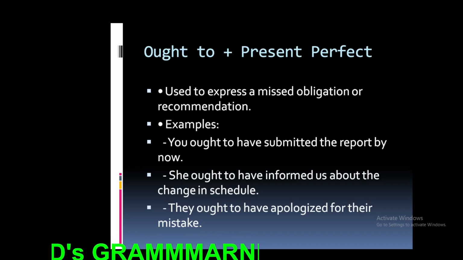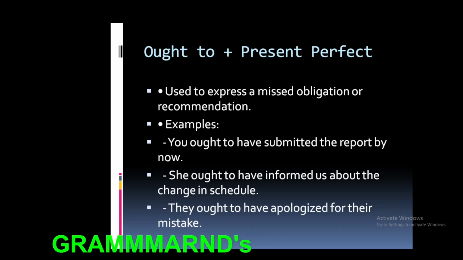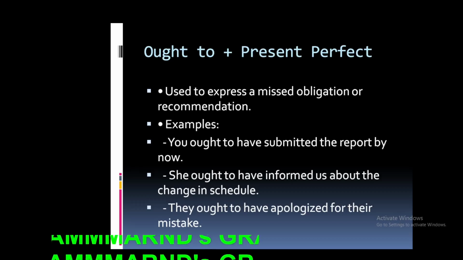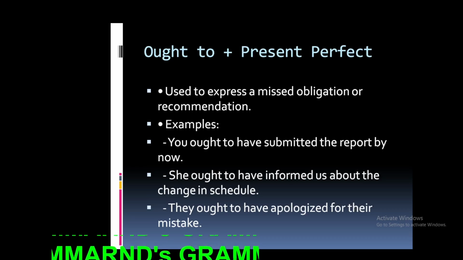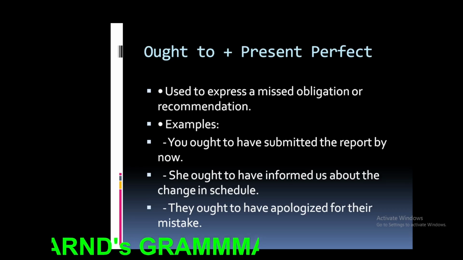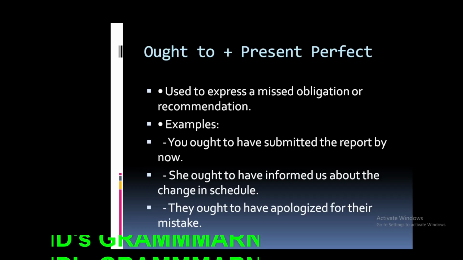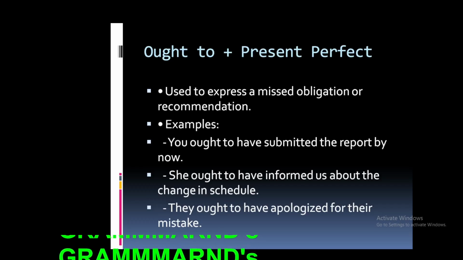Second, she ought to have informed us about the change in schedule. In this sentence, she missed her obligation or recommendation. And the last one is, they ought to have apologized for their mistake. It was their obligation or duty, but they failed to do it or they did not do it.